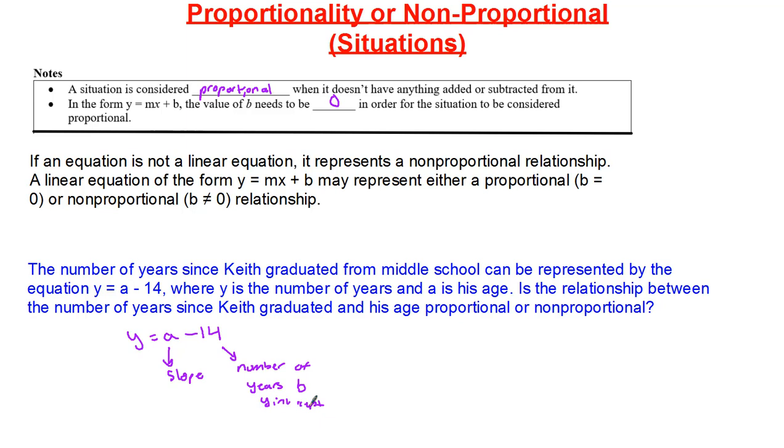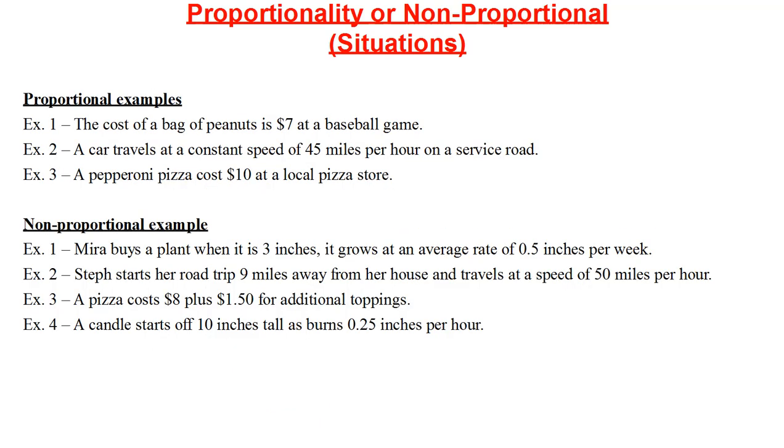Alright, so remember, if it's proportional, this b value here has to be equal to 0. It is not equal to 0. It is equal to negative 14. So, if that's the case, this is going to be a non-proportional relationship. Alright? Simple as that. Now, let's take a look at a few situations here and see if we could actually write some equations for this.